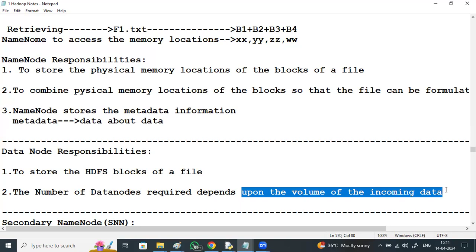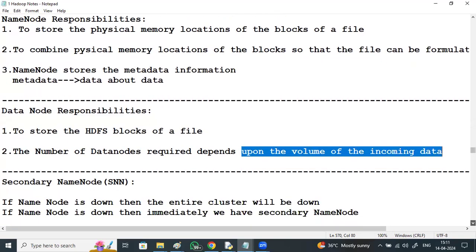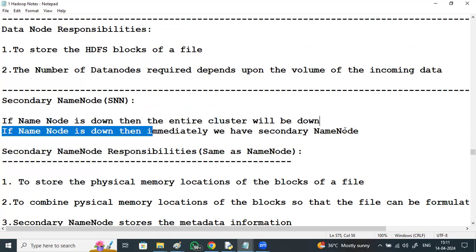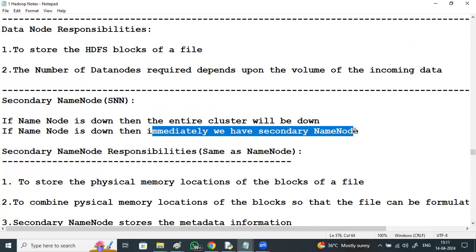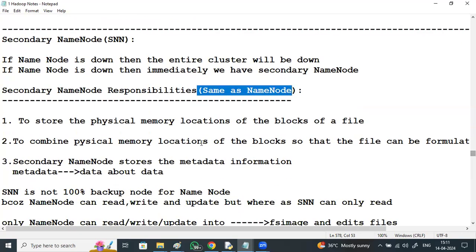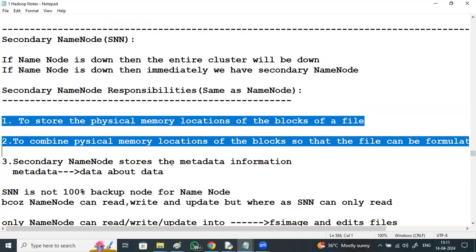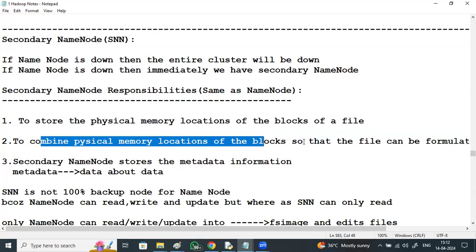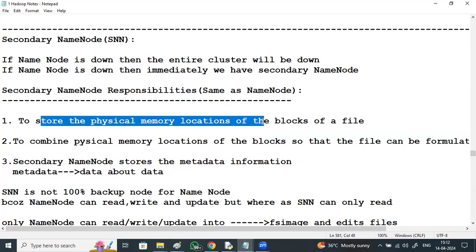Secondary name node. If the name node is down, then the entire cluster will be down. So if the name node is down, then immediately we have the secondary name node. The secondary name node's responsibilities are the same as the name node's, the three responsibilities we have seen: storing metadata information, combining the memory locations so that the file can be retrieved, and storing the physical memory locations.